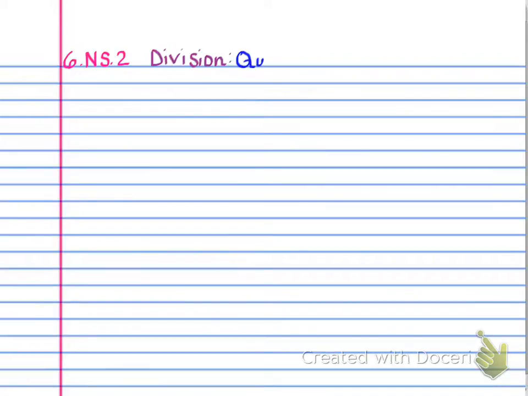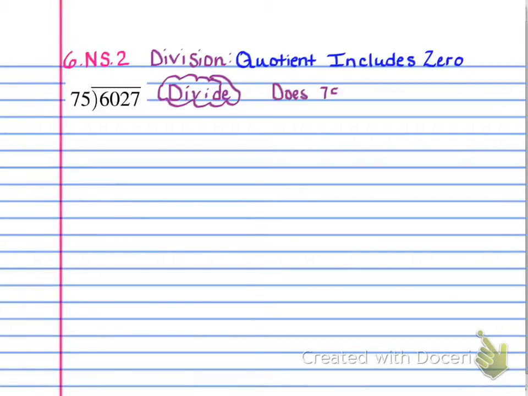You want to first start by heading the next blank page in your composition notebook with 6.NS.2. And then you also want to have division quotient includes 0. Then you want to write the problem and the word divide, and then you do need to write what I'm writing here. So does 75 go into 60? 75 does not go into 60, so I wrote no. And then you can see that I underlined the 75 and the 60.